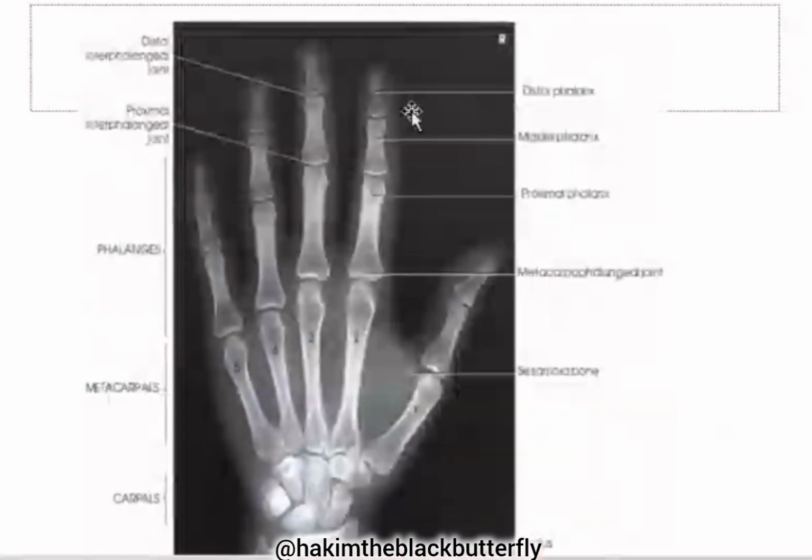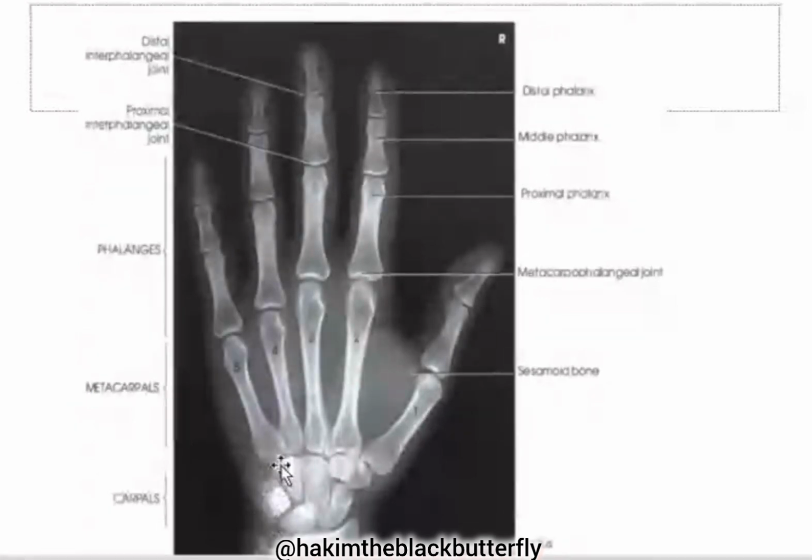So you can even use X-ray images to identify these bones. On the lateral aspect, we have the scaphoid, and then the trapezium. And then medially, we have the pisiform and the hamate.